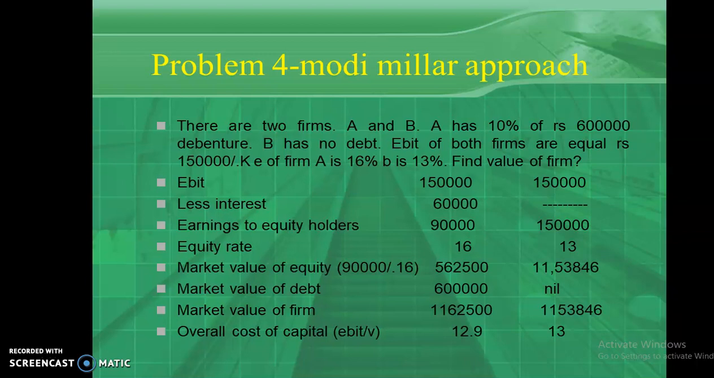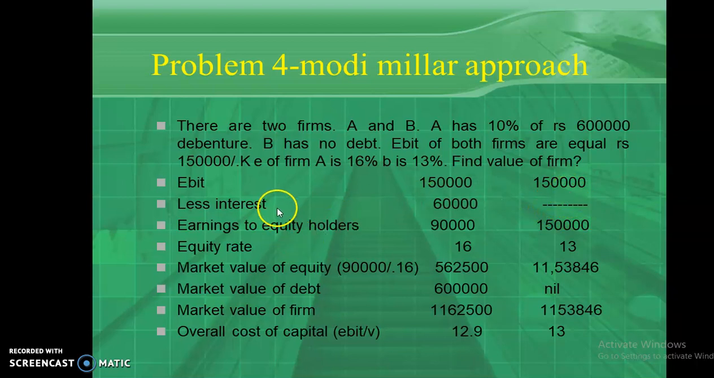So let's start with the same EBIT level. EBIT level is 1 lakh 50,000. So put the amount respectively for both companies, 1 lakh 50,000. And for company A, you can see what the interest amount is. A has 10% of rupees 6 lakh debentures. That's actually given. So 6 lakh into 10 by 100, you will get 60,000 interest. That's for company A. But company B has no debt, so there is no interest amount. That's 0.